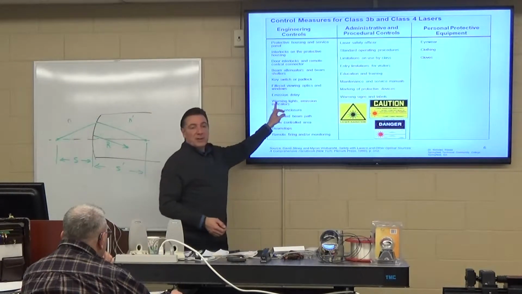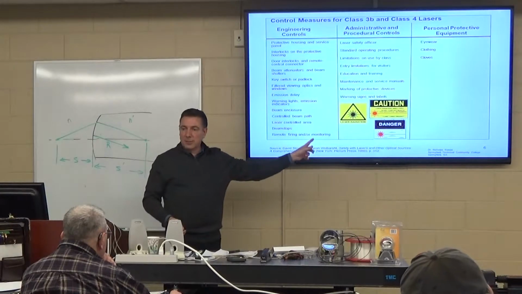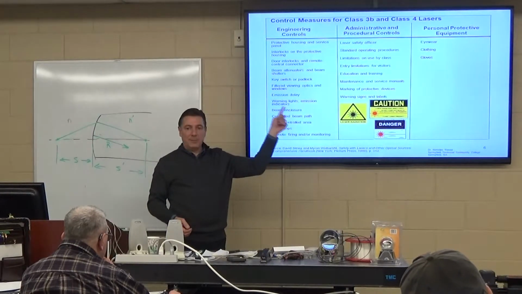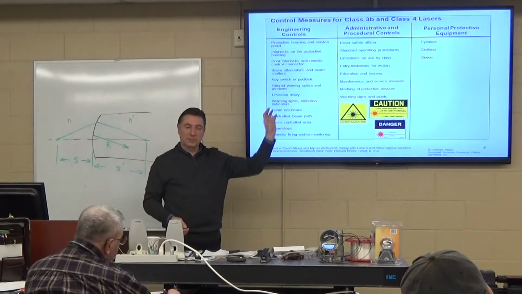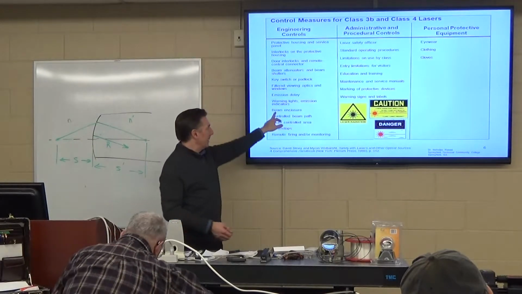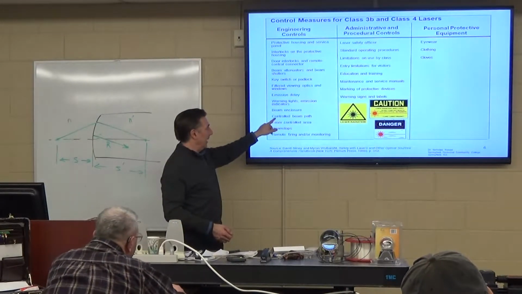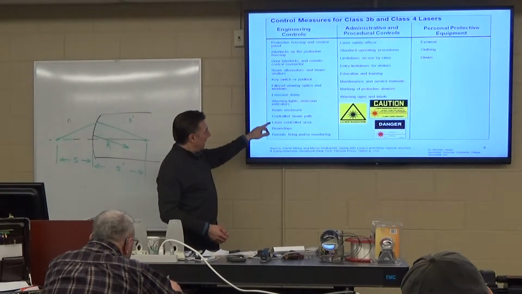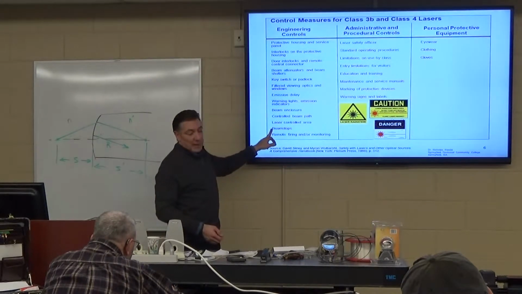Warning lights, emission indicators. The laser that we built in the back has a little red light on the top that, when you turn the laser on and it's active, shows that it is on. Controlling beam path, laser control area, beam stops.